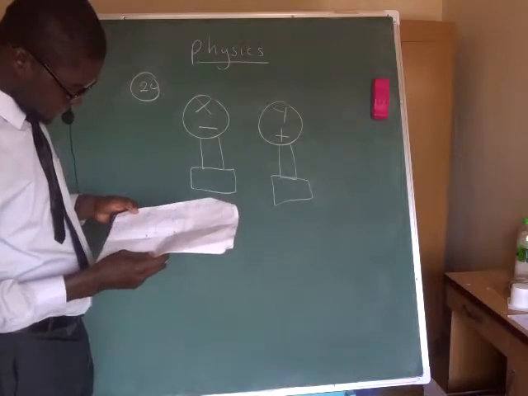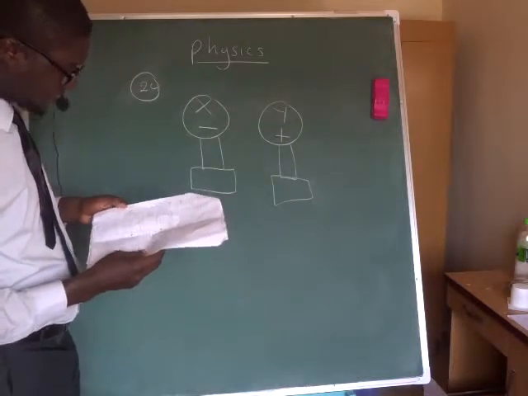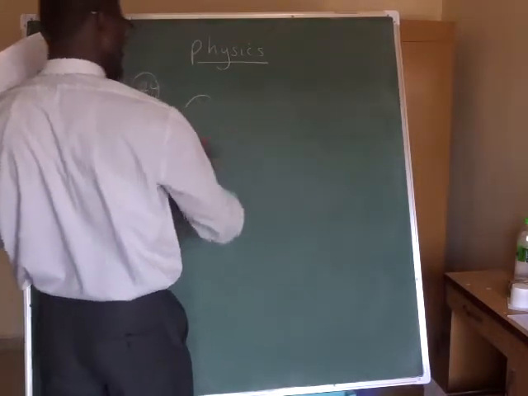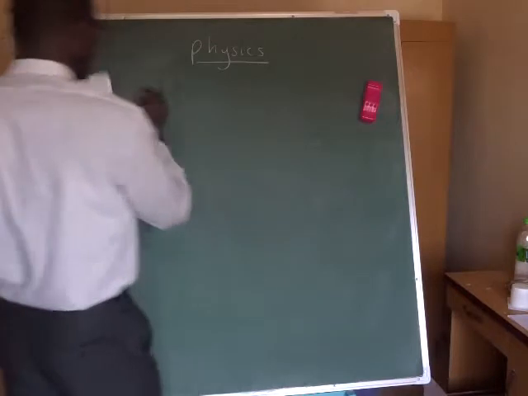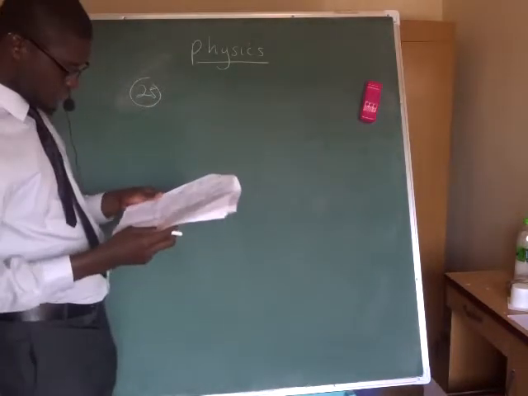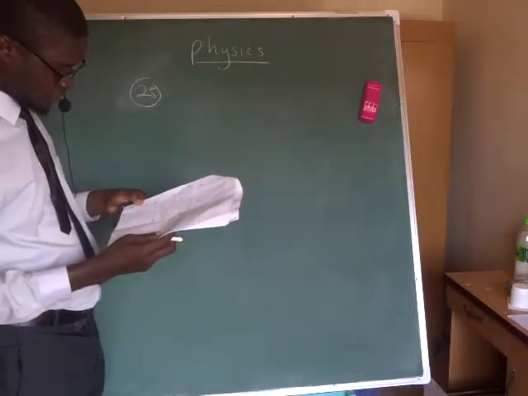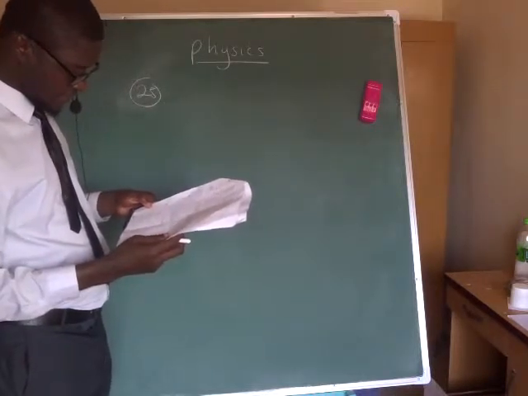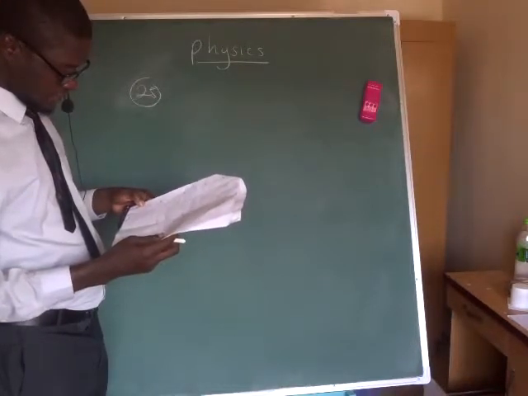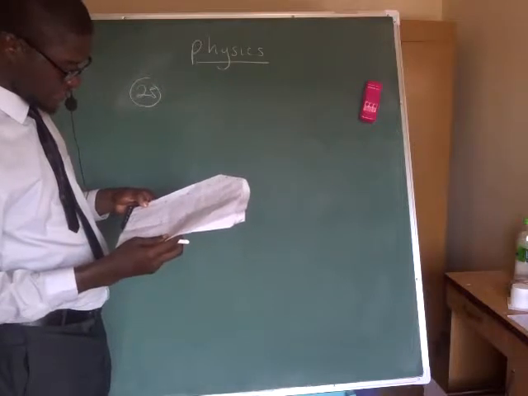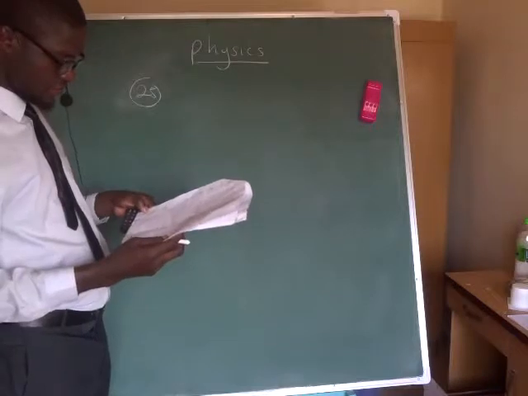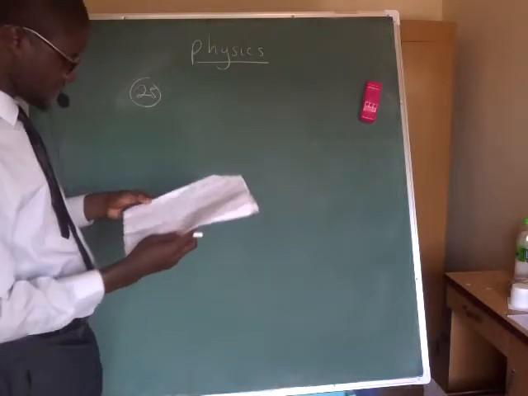Question 25 is also a calculation. So the question says, a block of aluminum of mass M is heated electrically by a 25 watt heater. If the temperature rises by 10 degrees Celsius in 5 minutes, calculate the heat capacity of the aluminum.